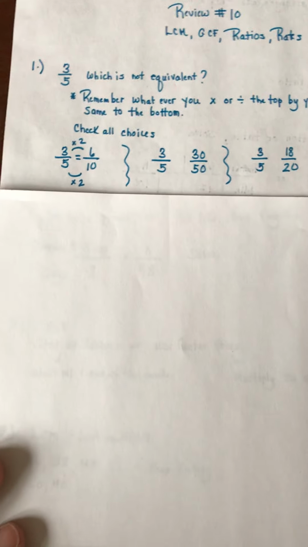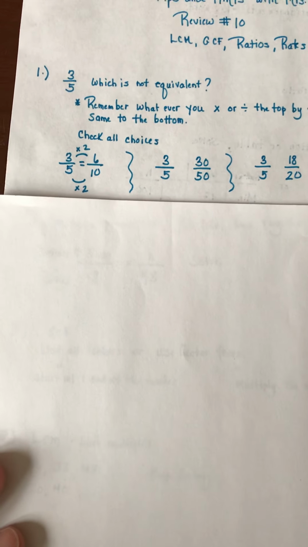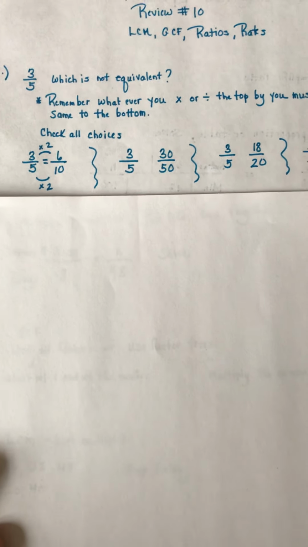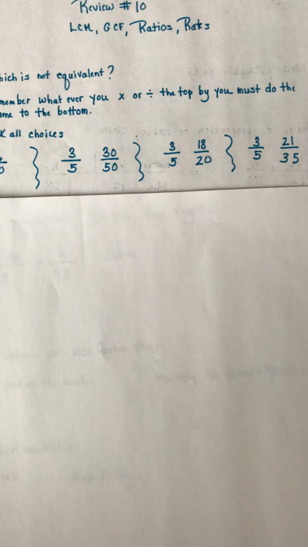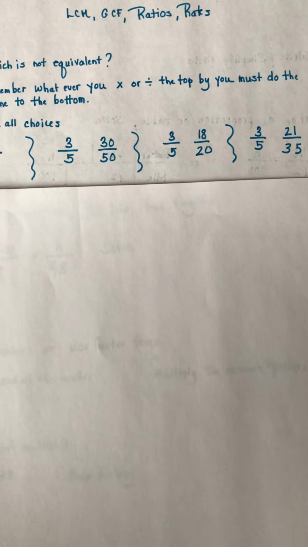I looked at 3 to 5 and I said 3 times 2 is 6, 5 times 2 is 10. We multiplied them both by the same number, so they are equivalent. So I would do the same thing with the other 3 ratios that you were given. You can also use cross products.